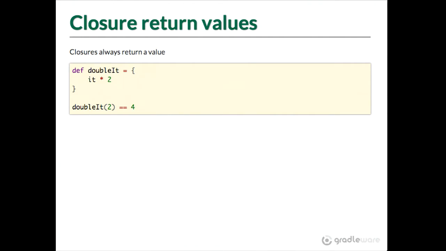Closures, like methods, always return a value. So double it. There I'm using the implicit argument called it, multiplying it by 2. That's returned from the closure. So when I call the closure with 2, I get 4.